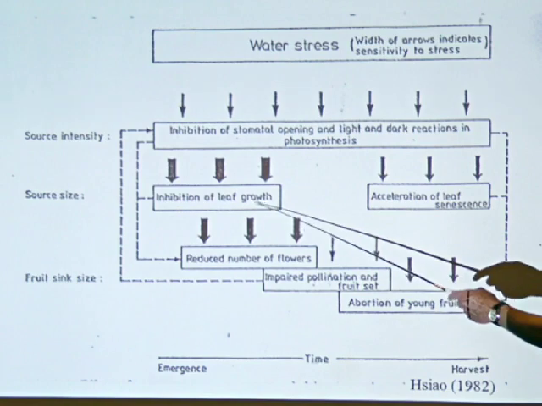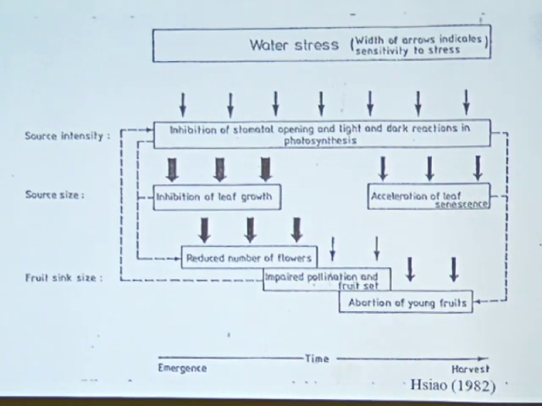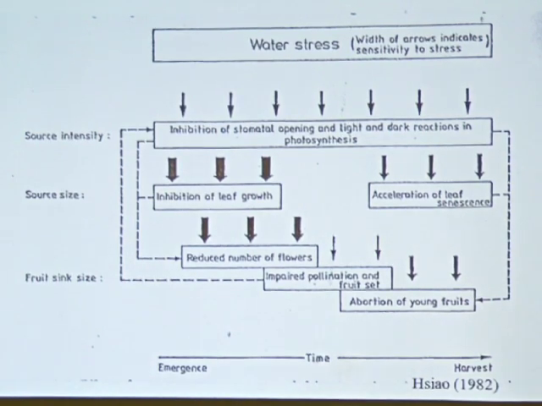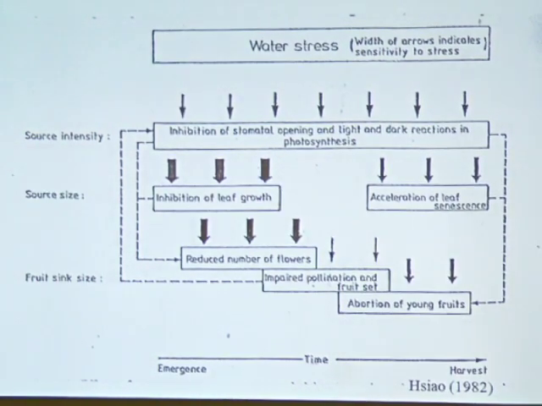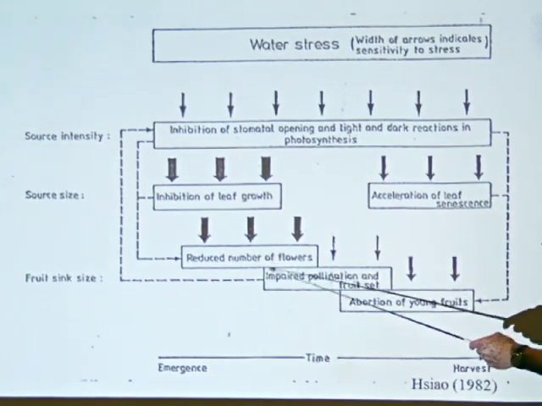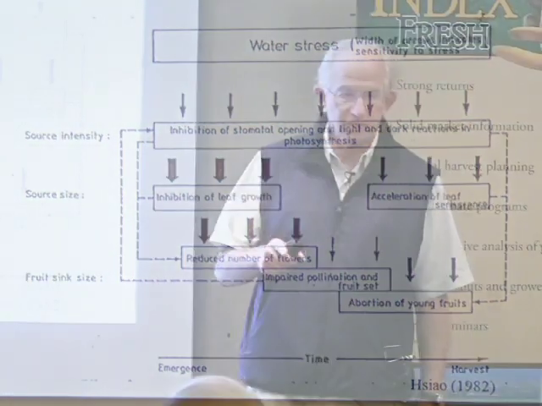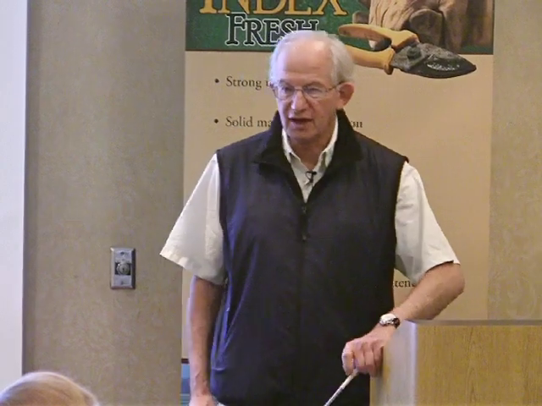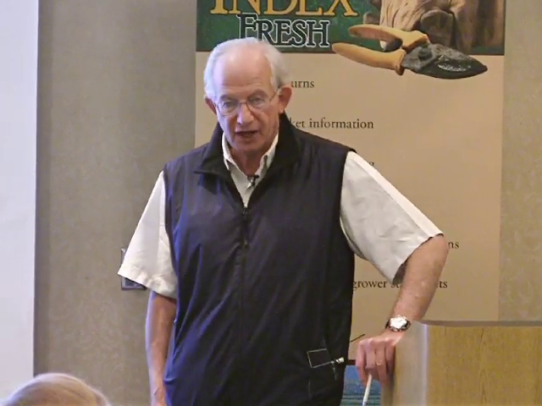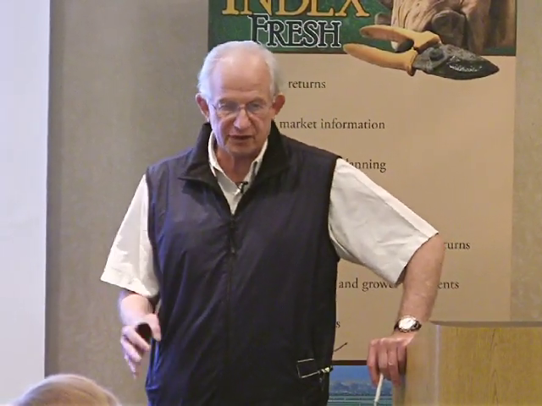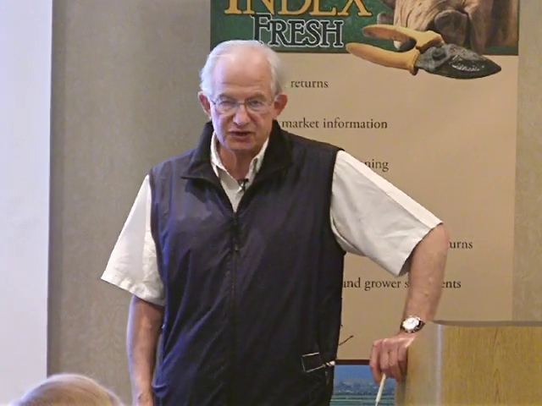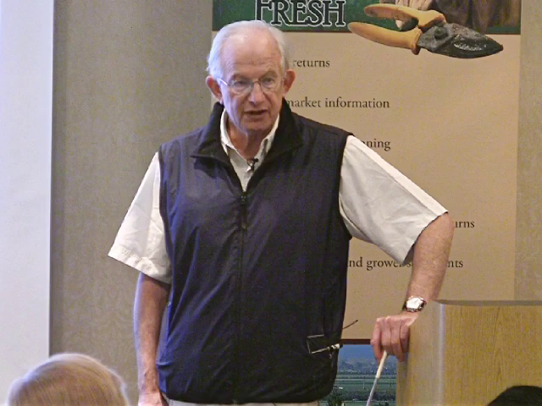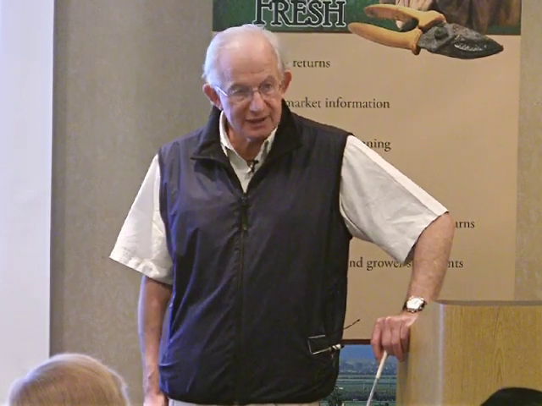You have an inhibition of leaf growth. You'll have smaller leaves. True. You'll have an acceleration of leaf senescence. True. We've told you that. You have a reduced number of flowers. Yes. And the point that we made to growers in the last 2 days is that flowers require much more water. Some of the work in Australia showed that when the trees are flowering, you put on twice as much water. Why is that?